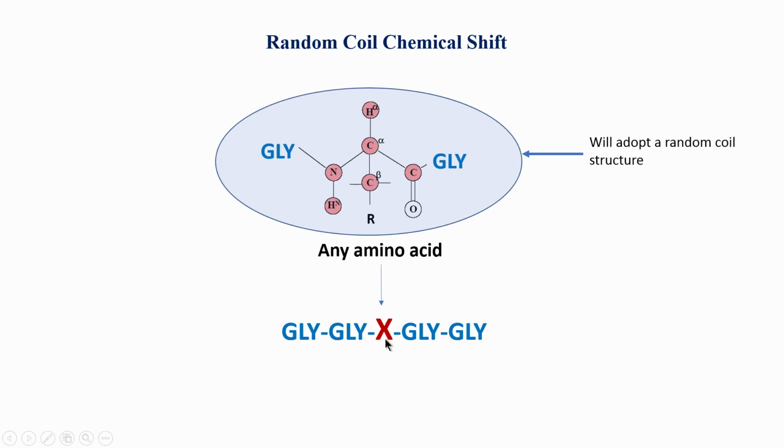So, whatever the X is, it will not be able to adopt a structure. Even if I take glutamic acid, which has a very high propensity to be an alpha helix, it will remain in a random coil because of these 4 glycines around it. Then whatever chemical shift values I get for glutamic acid, or this X whatever it is, will now be called the random coil chemical shift of X.